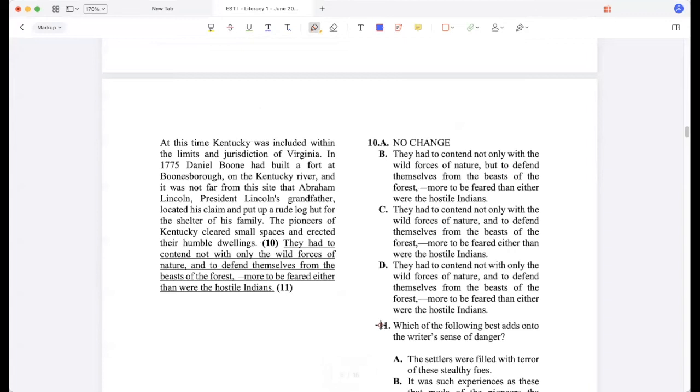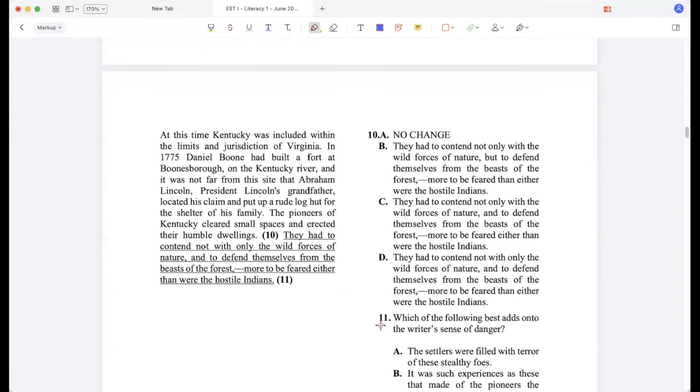At this time, the pioneers of Kentucky cleared small spaces and erected their humble dwellings. They had to contend not only with the wild forces of nature, but to defend themselves from the beasts of the forest. More to be feared than either were the hostile Indians. Yeah, so it has to be "but" here. So B.